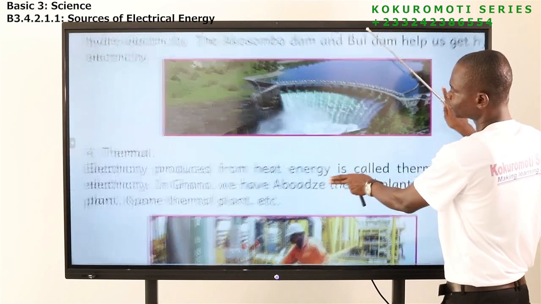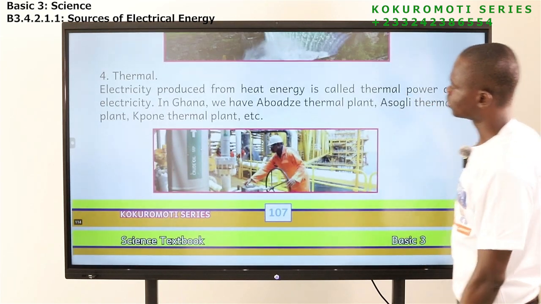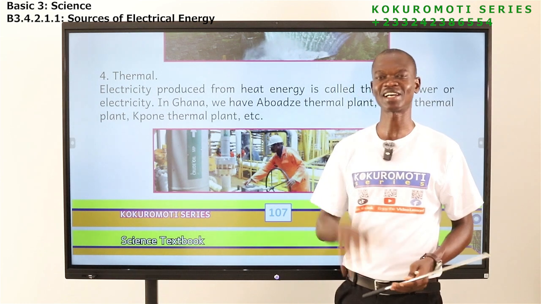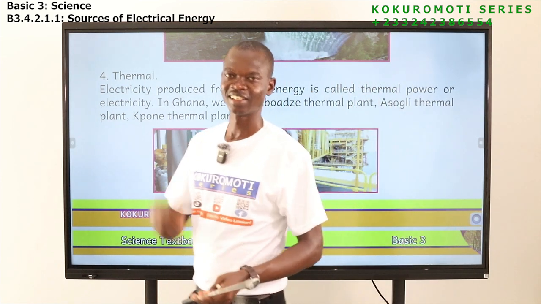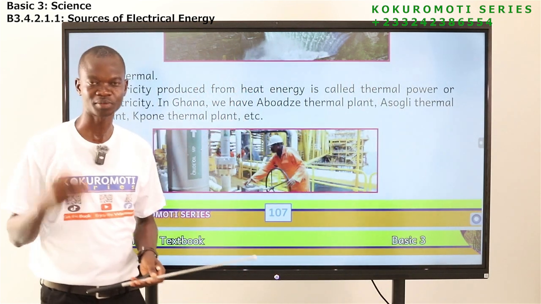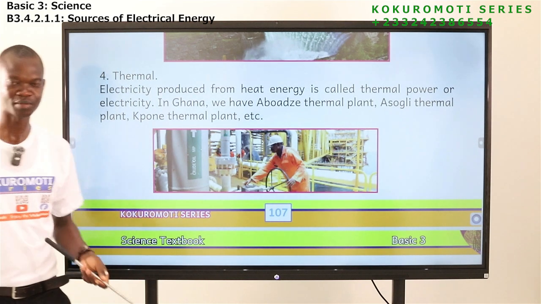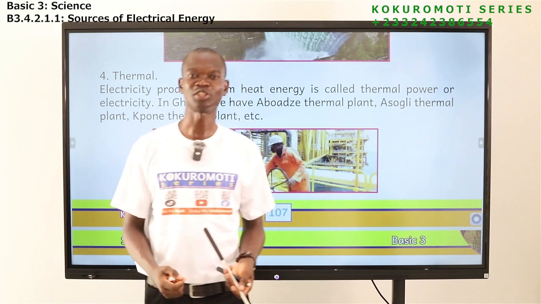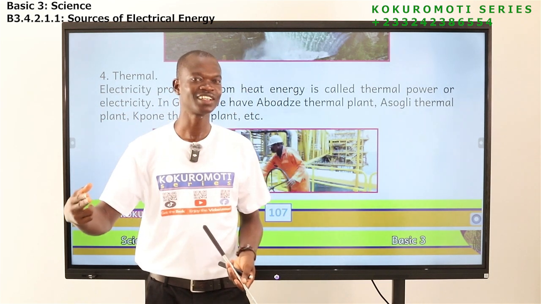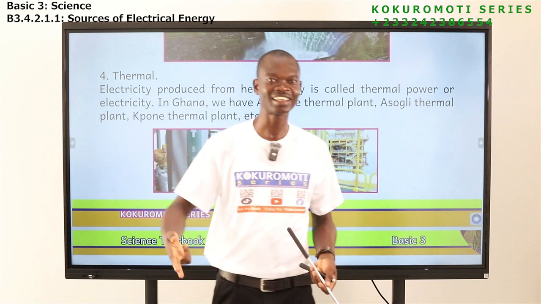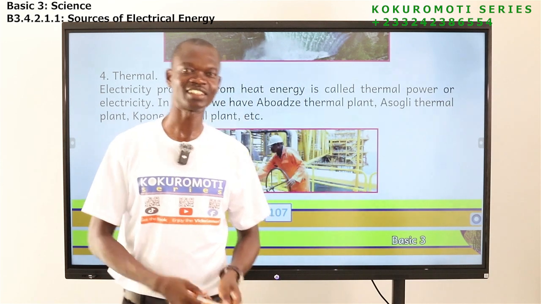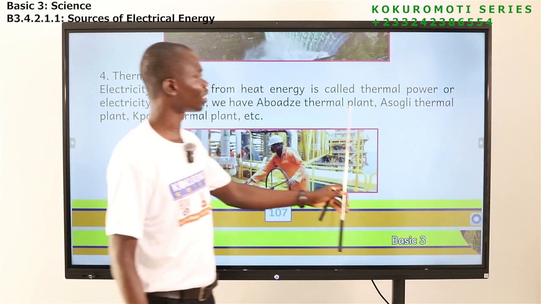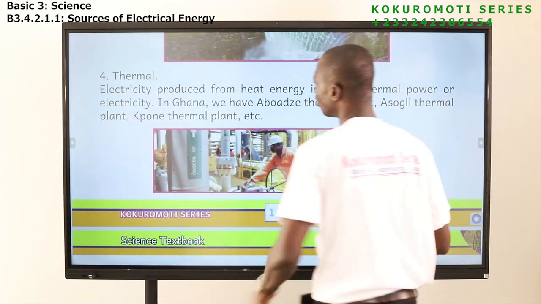Now let's look at the next one. The next source is thermal. Now let me ask you, I've mentioned this word, I've explained thermal to you. What is the meaning of thermal? If you hear thermal, what comes into your mind? Is it food? Is it water? Is it air? Is it heat? Yes, it is heat. So electricity produced from heat energy is called thermal power or electricity.